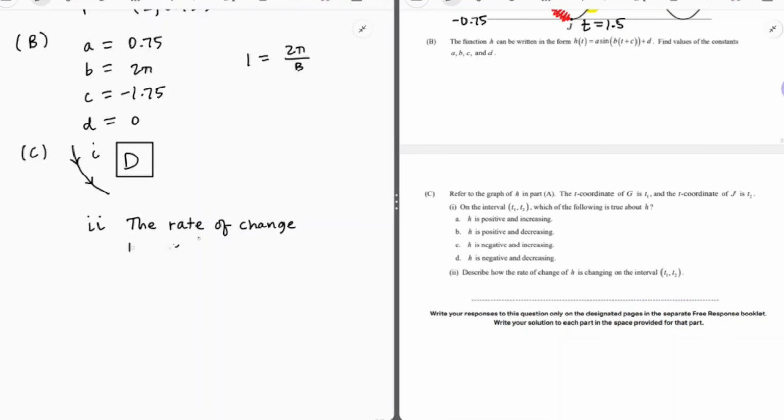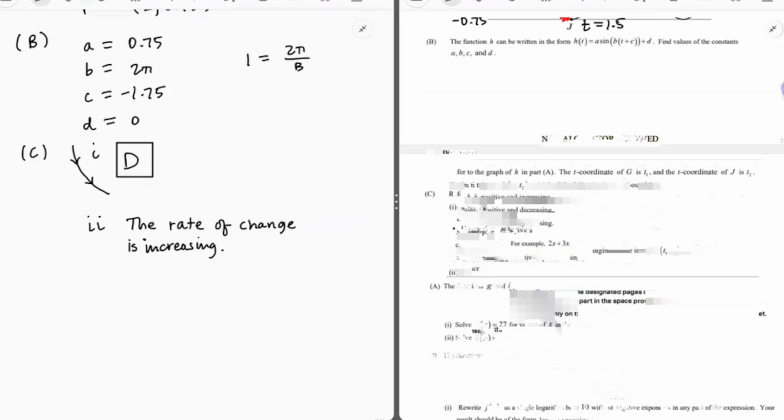Let's think about the slopes. The slopes were at first very negative, and they were less negative as I went to the right. So that is an increasing rate of change because the slopes are increasing. That's number 3. Now we're going to move on to number 4.